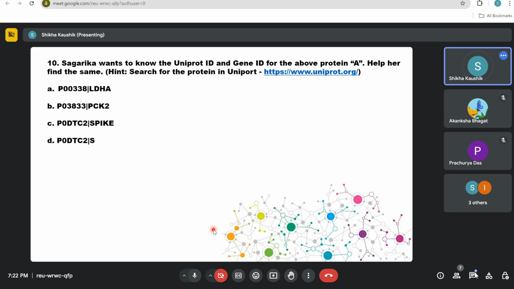Next question is, Sagrika wants to know the UniProt ID and gene ID of the protein A. तो उसको एक प्रोटीन मिला, अब उसको अगर ये जानना है कि इसका जीन आईडी क्या है, यूनिप्रोट आईडी क्या है, what she has to do? Now you have to tell me what is the gene ID, but I'm not asking you to tell me the gene ID and the UniProt ID here. I'm just asking कि अगर आपको किसी भी प्रोटीन का यूनिप्रोट आईडी और जीन आईडी जानना है तो आपको क्या करना होगा, कौन सी साइट पे जाओगे? Rather they have given you the hint as well.